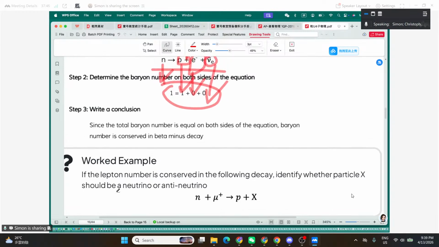Look at this example. If the lepton number is conserved in the following decay, we want to identify whether the particle X should be a neutrino or an anti-neutrino. Think about this: is X the neutrino or anti-neutrino?